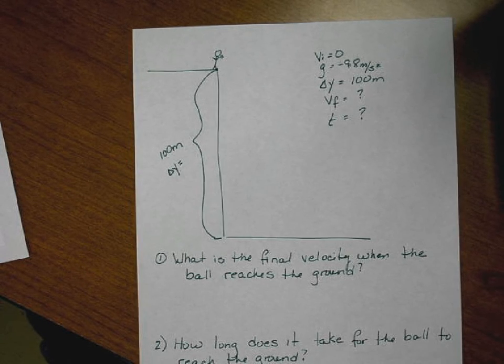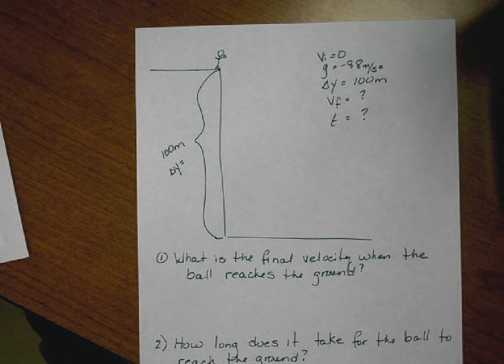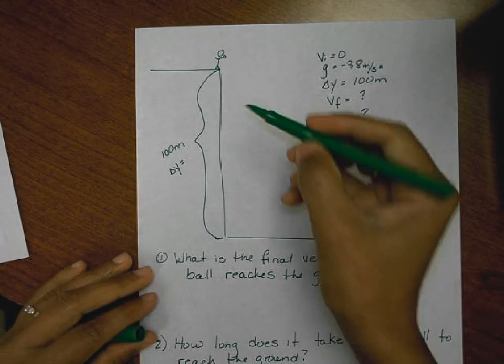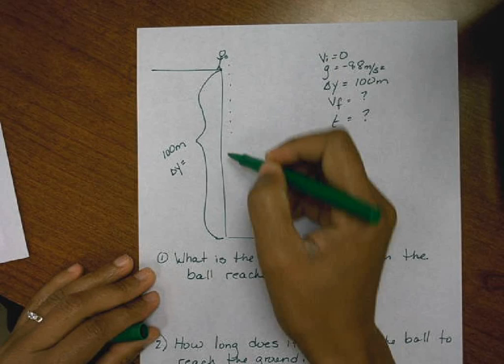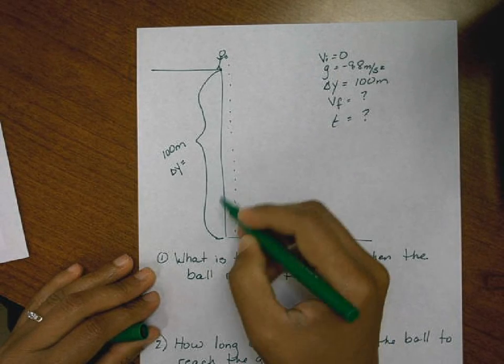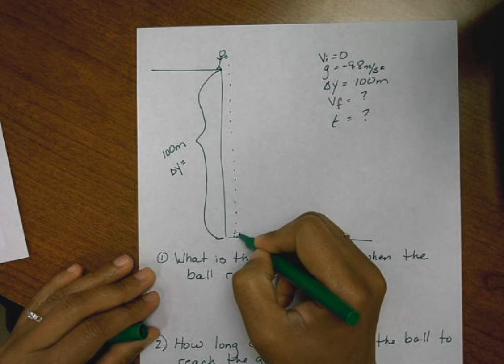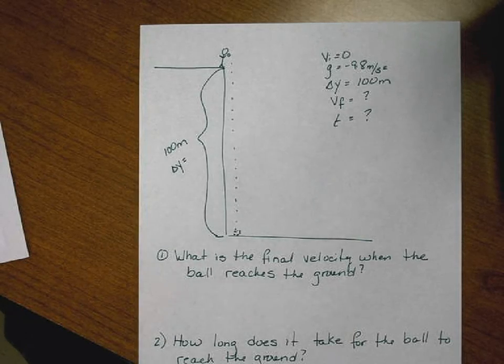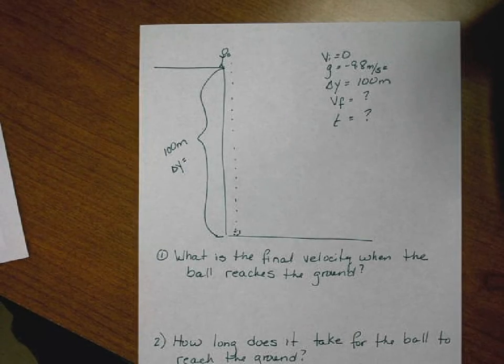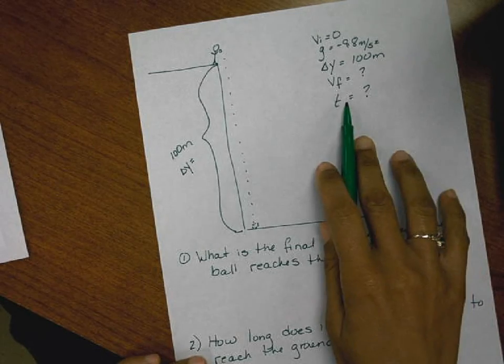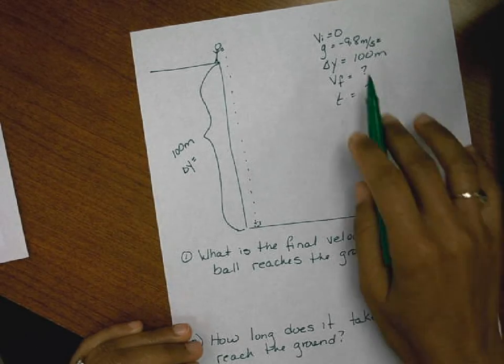The first one is, what is the final velocity when the ball reaches the ground? So the ball is going to travel down, and what is it right here, right before smack, right before it hits the ground? That's the final velocity. So there's all of my givens, and I'm looking for VF.